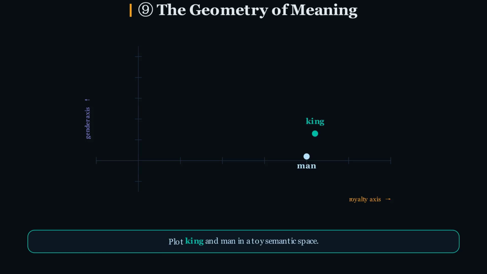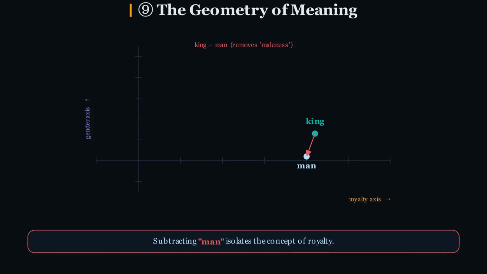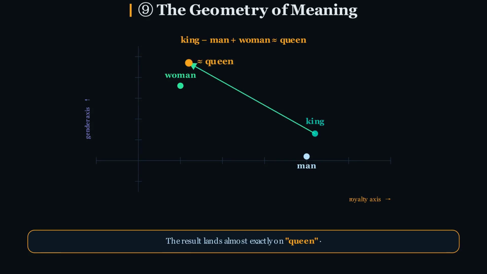Embeddings encode semantic traits as directions. Here, moving right means more royal, and moving up means more feminine. Let's place king and man in this space. Subtracting the vector for man from king cancels out the male-ness, leaving behind something close to the pure concept of royalty. Now add the vector for woman. Remarkably, the resulting point in space lands almost exactly where the vector for queen actually sits. This is the famous king minus man plus woman equals queen relationship. A striking demonstration that these geometric directions capture real semantic meaning.